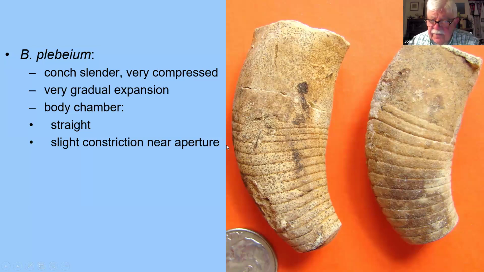Conch is slender, very compressed. You can't see, but you can see how wide it is here, and it's not anywhere near that wide for the lateral. Gradual expansion, body chamber is straight. You can see that, especially here. Slight constriction near the aperture.